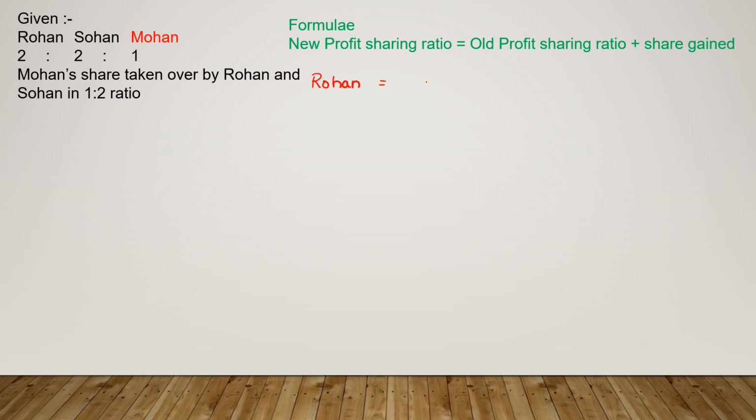Old profit sharing is 2/5. And for Sohan, we have to find out the new profit share ratio for the continuing partners. So for Sohan also it is 2/5, that is the old profit share ratio. We have to add the share gain. How much is gained? Mohan's share is 1/5. That is going to be taken over by Rohan and Sohan in 1:2 ratio, which means 1/3 by Rohan and 2/3 by Sohan. That is what has been given here.